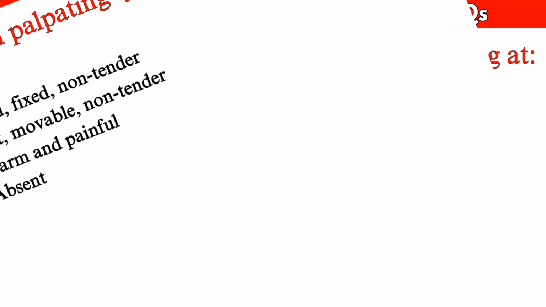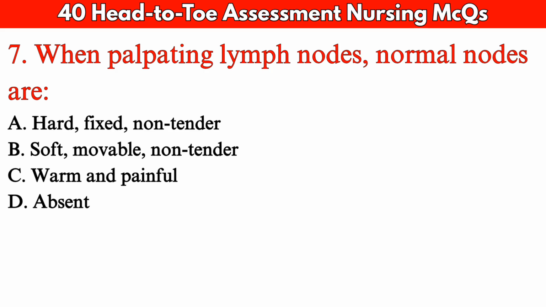When palpating lymph nodes, normal nodes are A. Hard, fixed, non-tender, B. Soft, movable, non-tender, C. Warm and painful, or D. Absent. The correct answer is B. Soft, movable, non-tender. Normal nodes are typically soft, movable, and non-tender. Hard and fixed nodes may indicate malignancy, while warm and painful nodes suggest infection. Although normal nodes may be difficult to feel, they are still anatomically present.